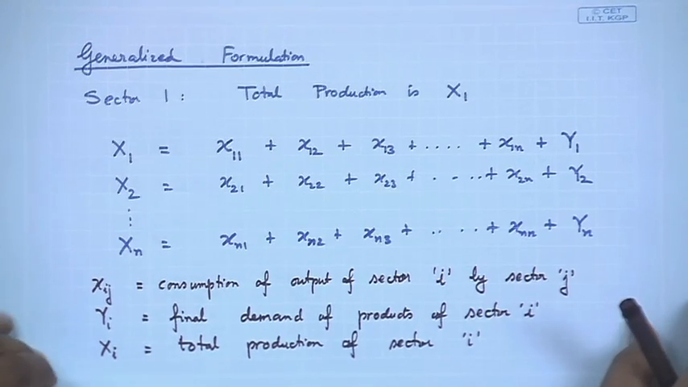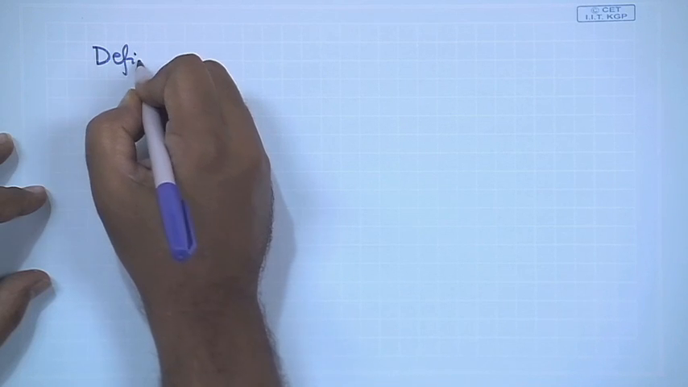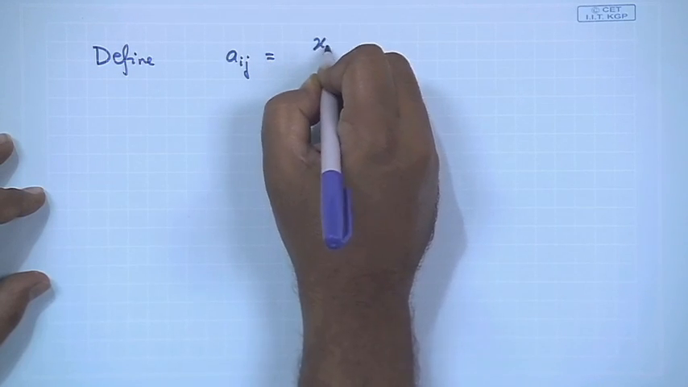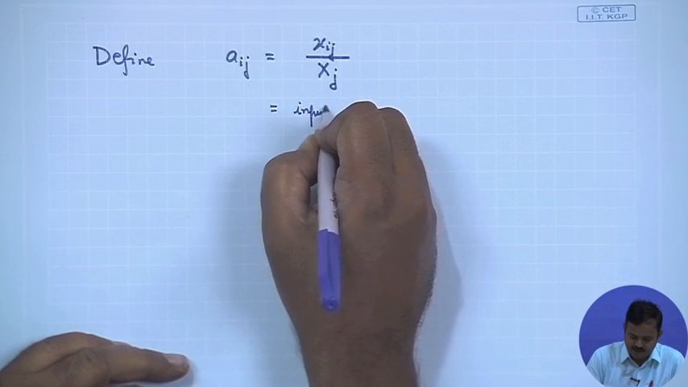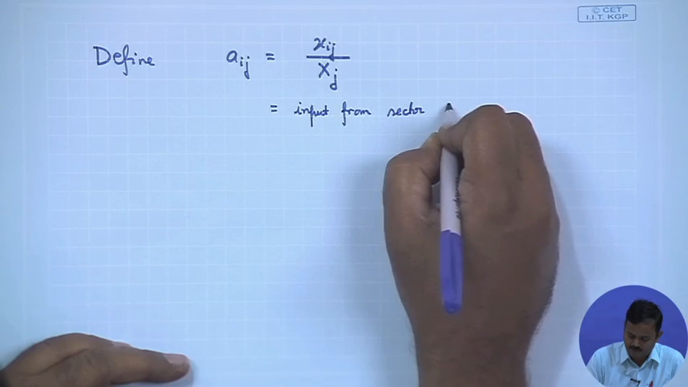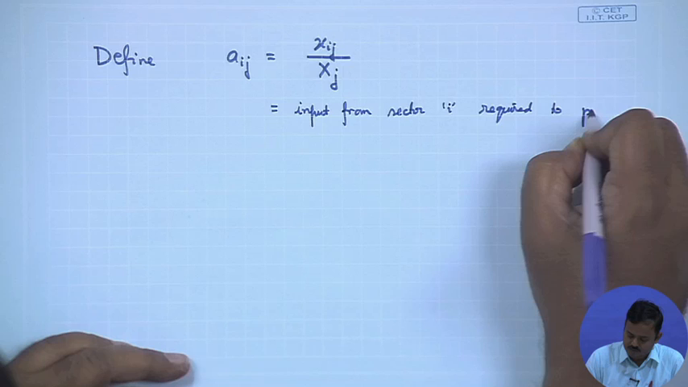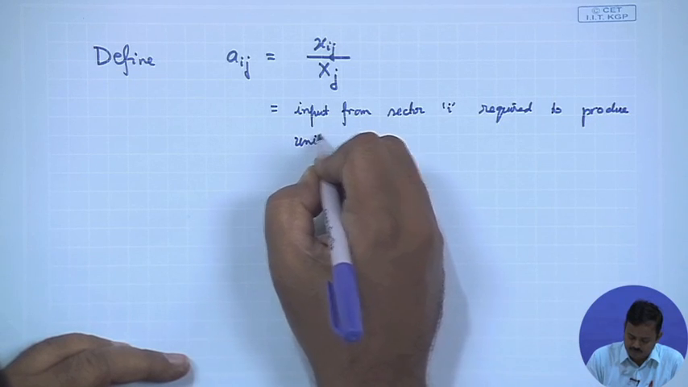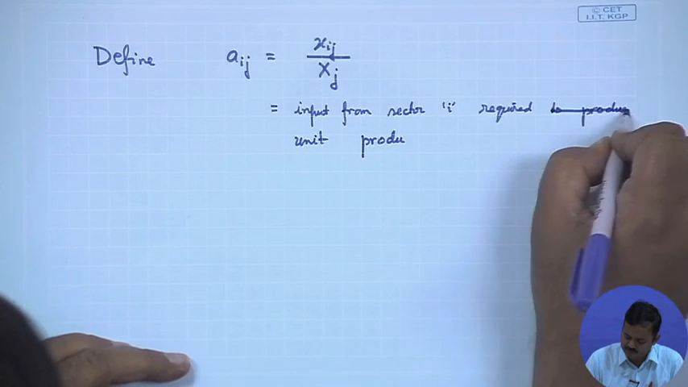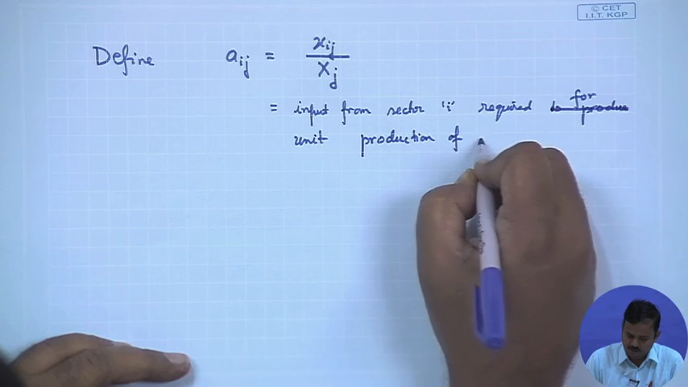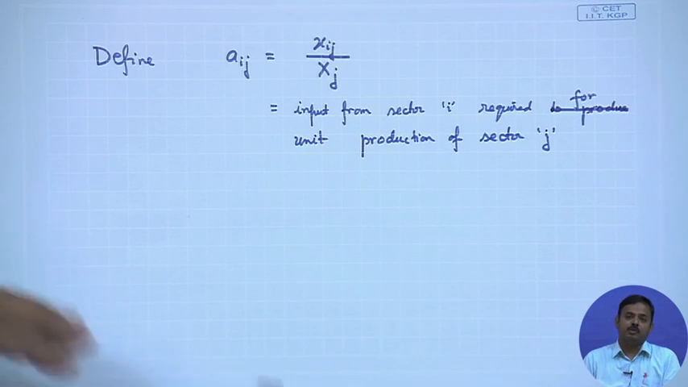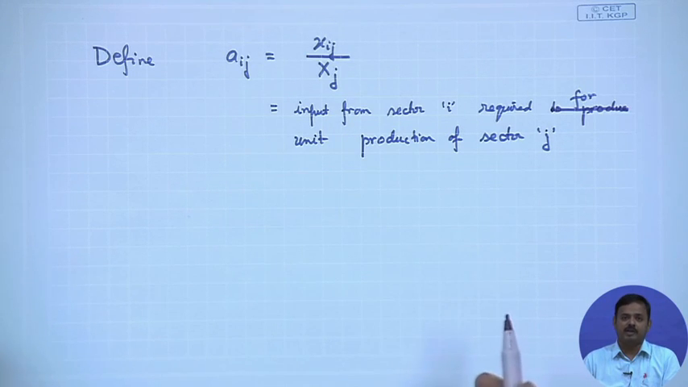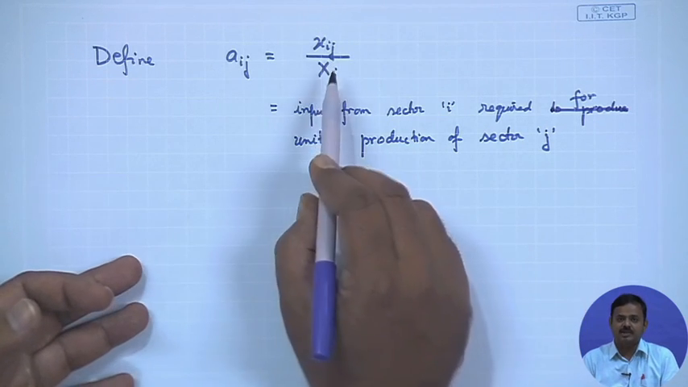Okay. So, what we will do next is, we will define something called Aij. This is a small element Aij, which is nothing but Xij over Xj. Clear? So, what does this mean? This is input from sector i required for unit production of sector j. So, remember in our example we were saying that 1 unit of agricultural output requires 0.1 units of agricultural input, 0.2 units of manufacturing, 0.3 units of energy. So, this is what it means. These are all these Aij terms.